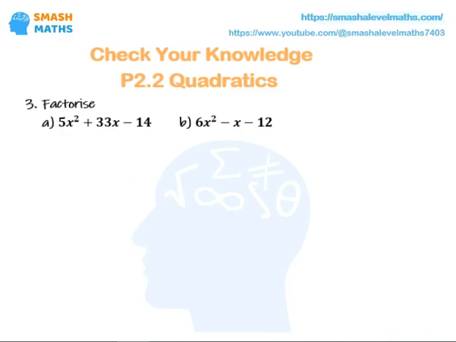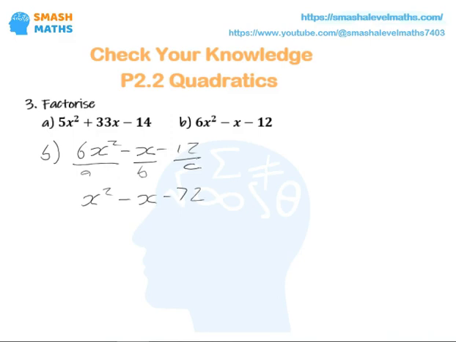So let's have a look at using the AC method on part B. So we've got 6x squared minus x minus 12. The A coefficient is there, the B coefficient is going to be minus 1. There's our C coefficient. So the first thing I'm going to do is multiply the A and the C. So we end up with x squared, I'm just ignoring the 6 there. It's almost like I'm moving the 6 over to join C. So we've got x squared minus x, that becomes minus 72.